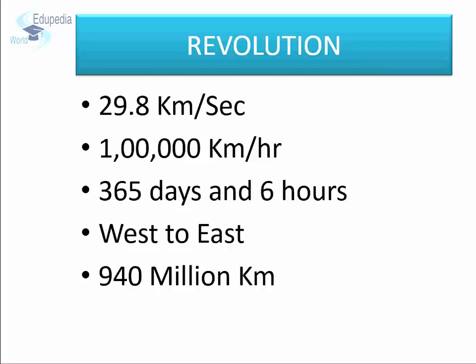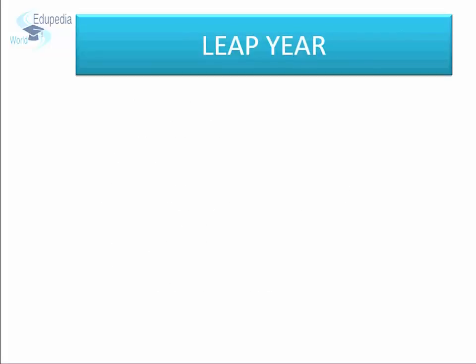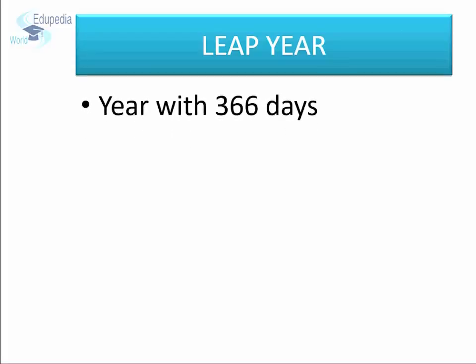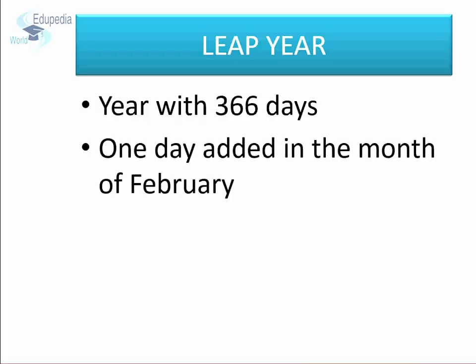The question that arises here is, we consider a year having 365 days strictly, whereas the actual time taken is 365 days and 6 hours. So what happens to these 6 hours every year? These extra 6 hours each year are added up to 24 hours or a day in 4 years. Thus, every 4th year we add an extra day to the year. Such a year, which has 366 days, is called a leap year.